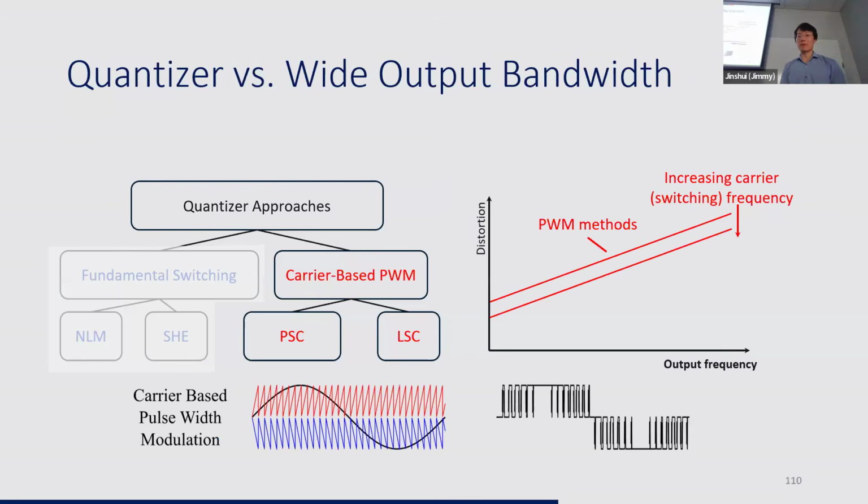Let's start with the carrier-based PWM methods. This graph on the right shows how distortion changes with their output frequency. PWM methods are great for low frequencies and have very low distortion. But as the output frequency increases, their distortion gets worse. And the only remedy is to raise the carrier frequency, which eventually gives us more switching loss and sometimes even hits the physical limits of transistors.